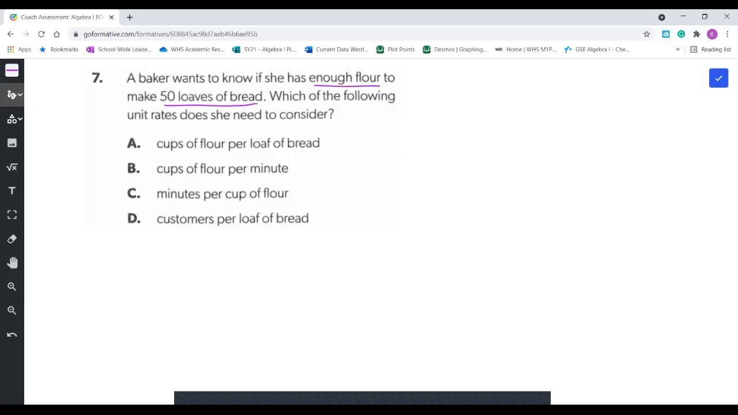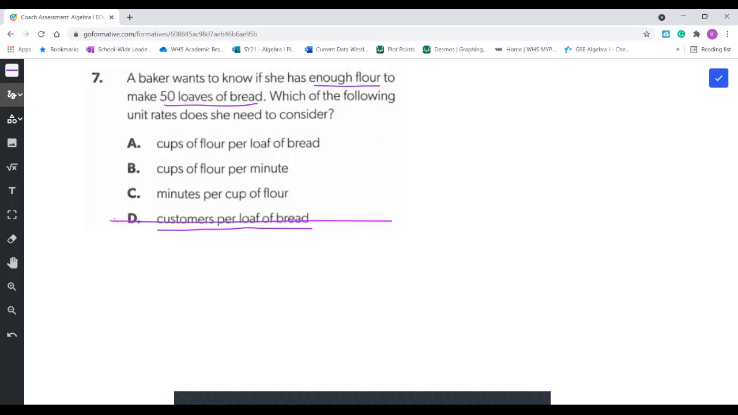All right, so let's look at answer choice D. Customers per loaf of bread. She's not necessarily concerned with how many people are about to buy this bread. We don't know why she's making the bread. Doesn't matter, okay? She's not looking for customers. Customers is not going to help her determine how much flour she's going to need to bake 50 loaves of bread. It's irrelevant information.